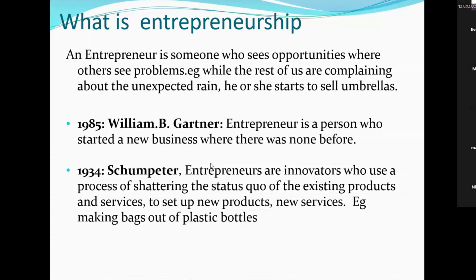This is an example of what Mr. Schumpeter said, that an entrepreneur is an innovator who uses processes by transforming the existing product or existing service into a new service. For example, making bags out of plastic bottles. That is an example of an entrepreneur, according to Schumpeter.